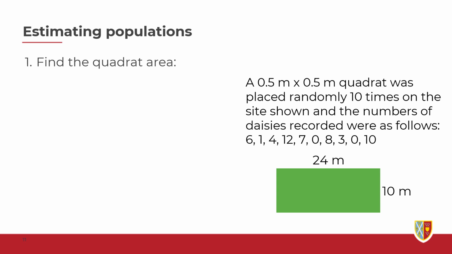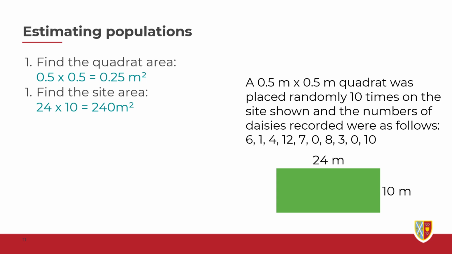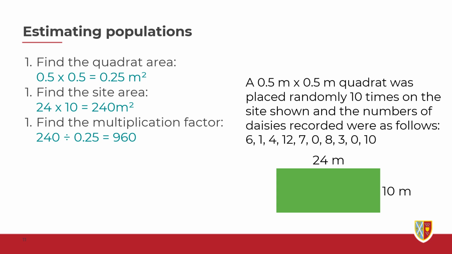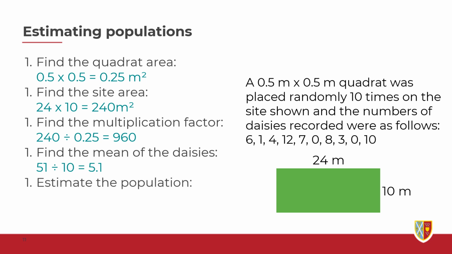Okay, so first we're going to find the quadrat area, 0.25 meters squared. Then we're going to find the site area, 240 meters squared. We're going to find out how many times that quadrat would go into that site, which would be 960 times. The mean of the daisies is 5.1 if we add all of those numbers up and divide it by 10. And then finally, we estimate the size of the population, which means we have to times it by the number of times that it would go into the area, or the multiplication factor. 5.1 times 960 gives us 4,896 daisies.